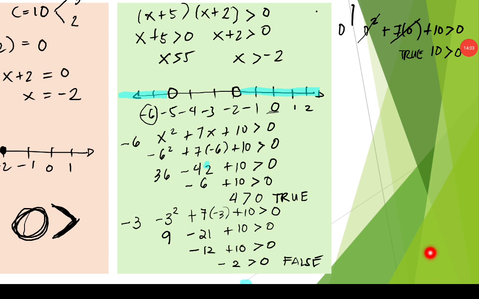Okay, so ang magiging solution set niya: x such that x is, kung mapapansin mo papunta sa left, so this is less than, x is less than negative 5, or x is greater than negative 2. So, yan po yung magiging solution set niya.